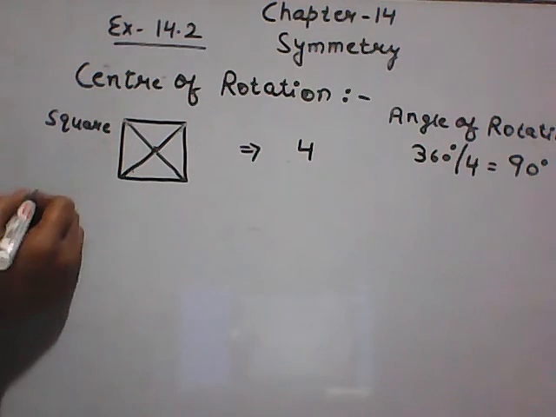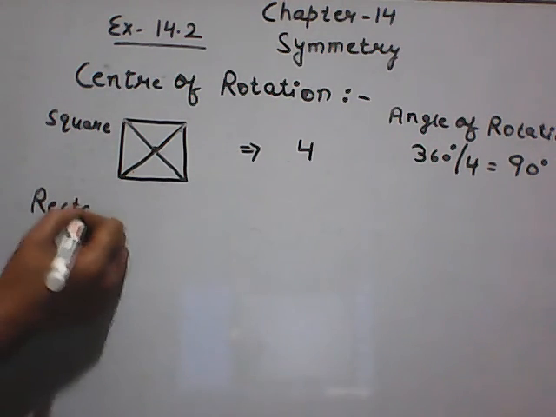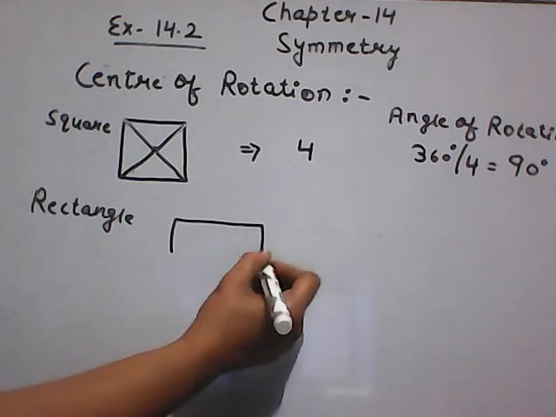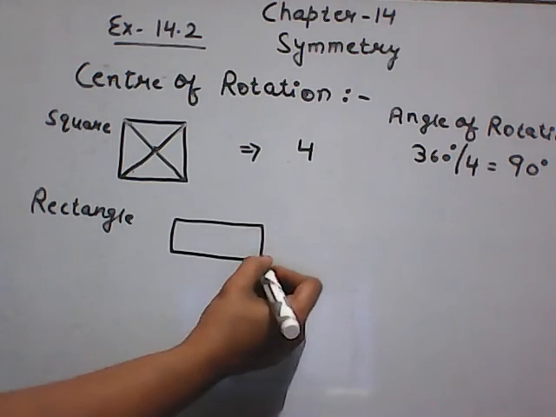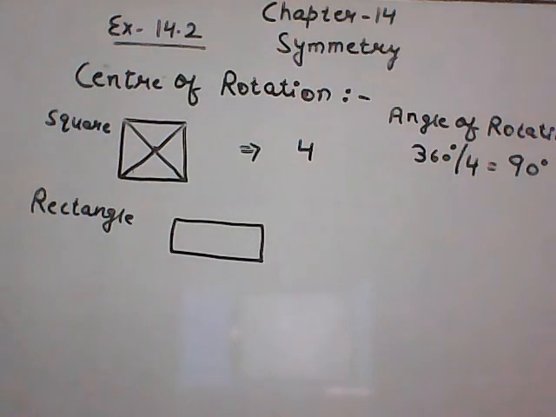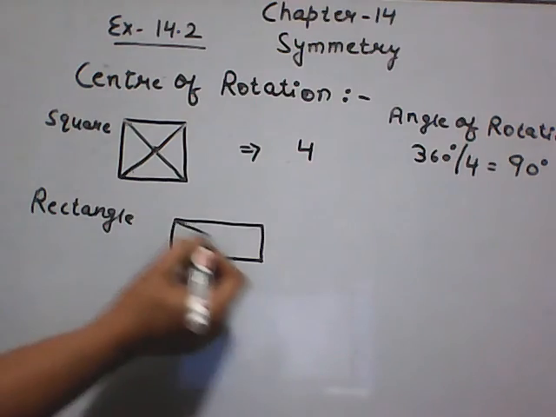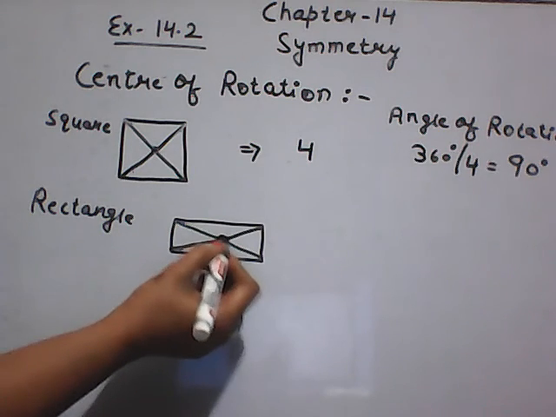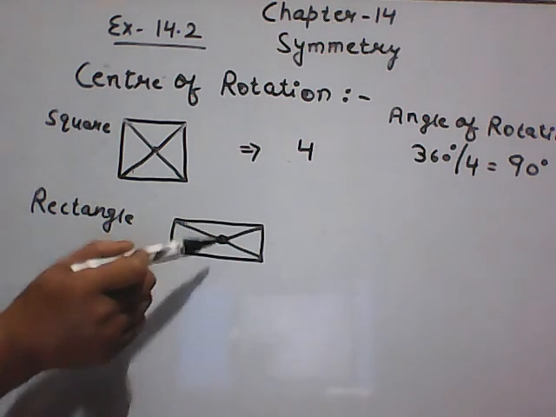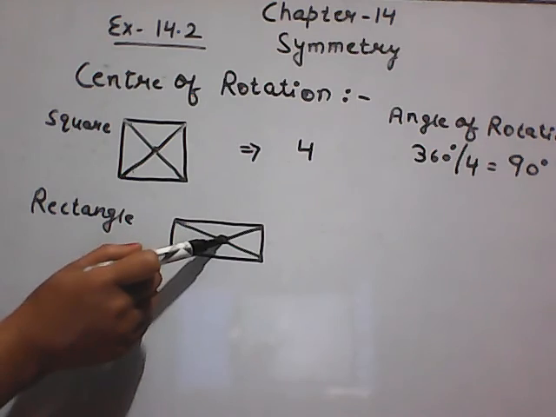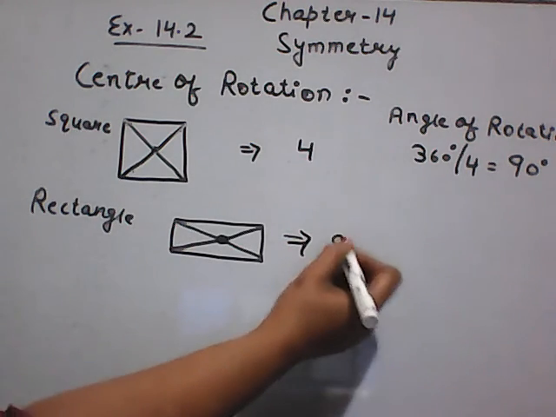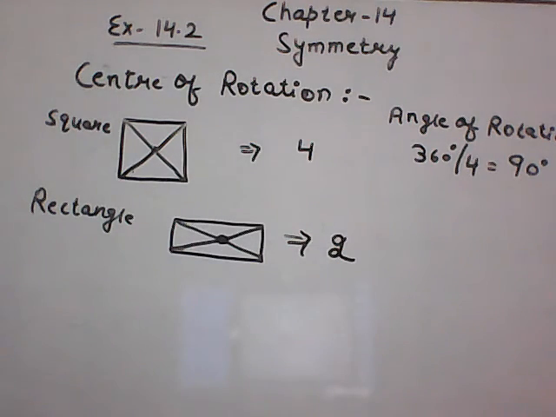Let's consider another figure. Suppose it is a rectangle. We know that in a rectangle opposite sides are equal. So the center of rotation will be the intersecting point of the diagonals. We rotate this figure through this point, which is called the center of rotation. Now the order of rotation of this figure will be 2. Two times this figure coincides with its original position.